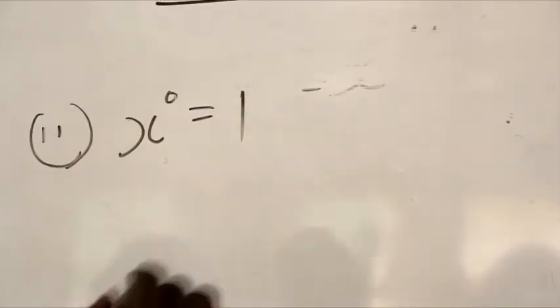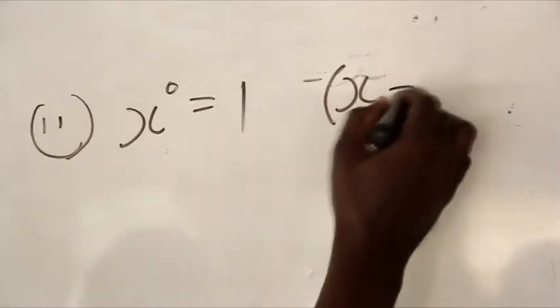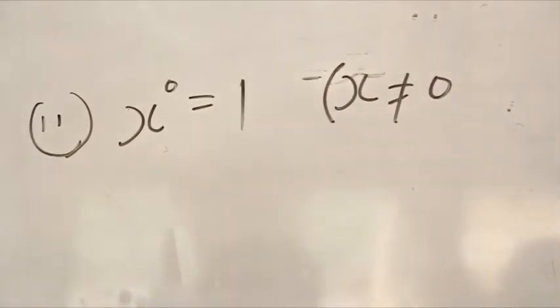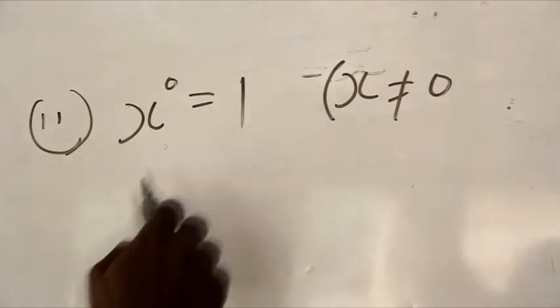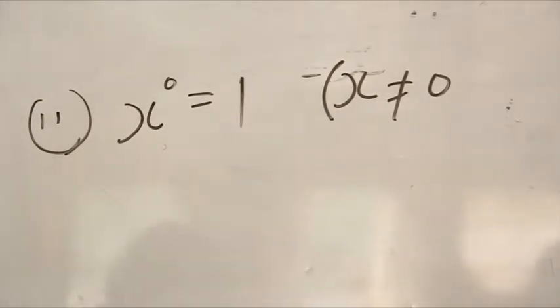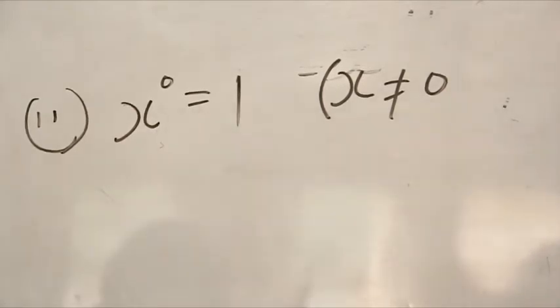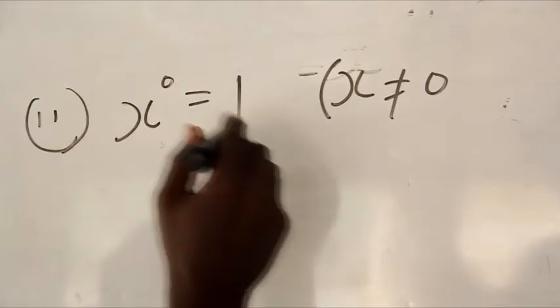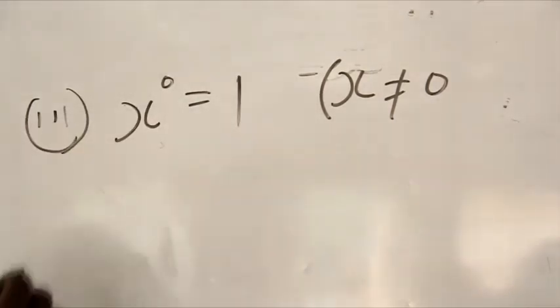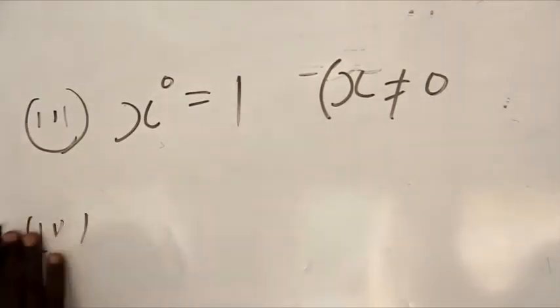Let's take the third law. x raised to the power of 0 is equal to 1, provided x is not equal to 0. As we have seen in our previous video on number bases, where we have a number raised to the power of 0, we know that the answer was 1. This is from indices. So anything raised to the power of 0 is 1. So this is our third law.